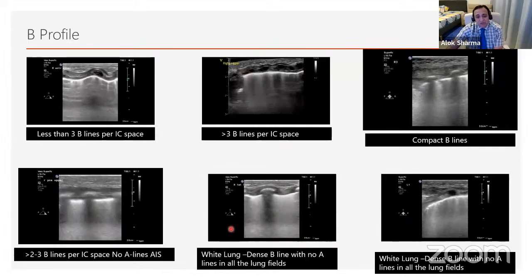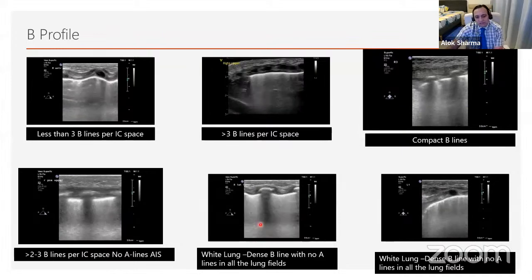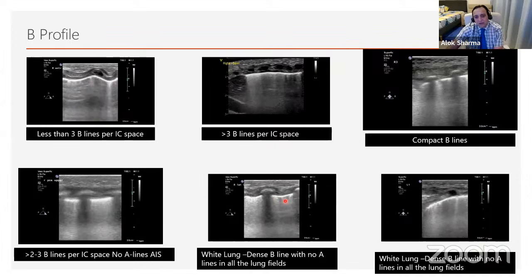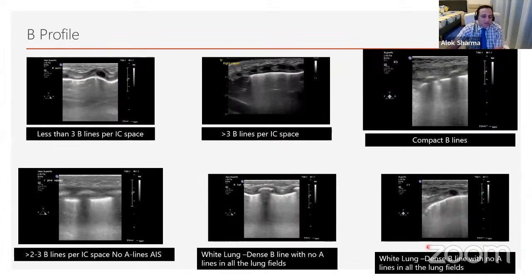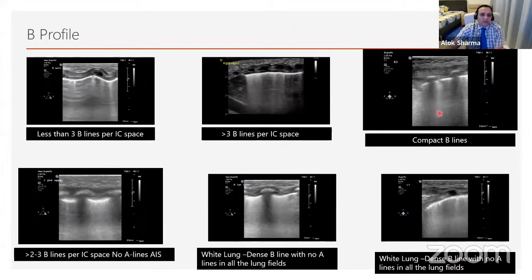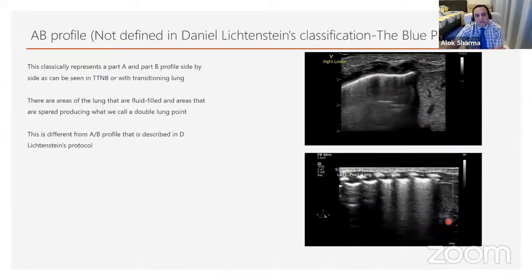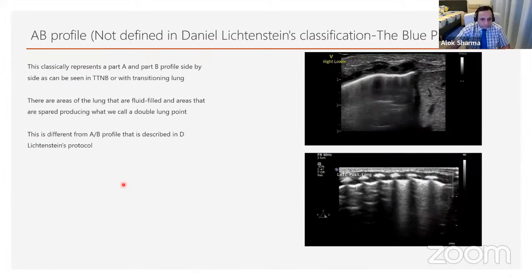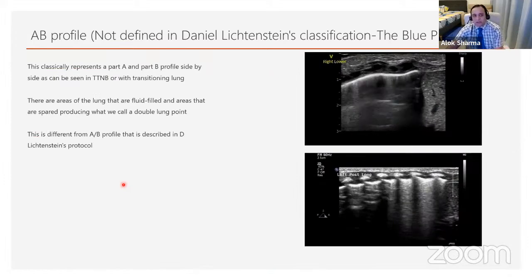This is AIS. If you saw this in all lung fields, then clearly you'd call this a white lung profile. And this is just another form of the white lung profile. Here you have subpleural consolidations. Here you don't. You can see a lung pulse over here. So this is an A profile, but these are just different degrees of B profiles progressing as interstitial fluid is going up. I've talked about the AB profile. I'm not going to repeat it.